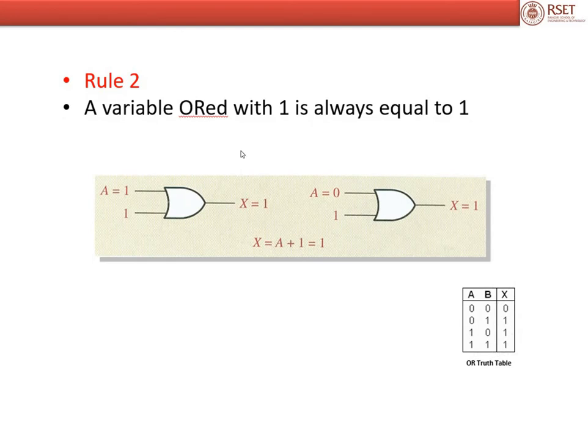Rule 2 is a variable ORed with 1 is always equal to 1. So it's shown using the OR gates. So one of the input is a variable which can be 1 or 0. Second input is 1. So in OR gate, if any one of the input is 1, the output is going to be 1. So here variable plus 1 is equal to 1.